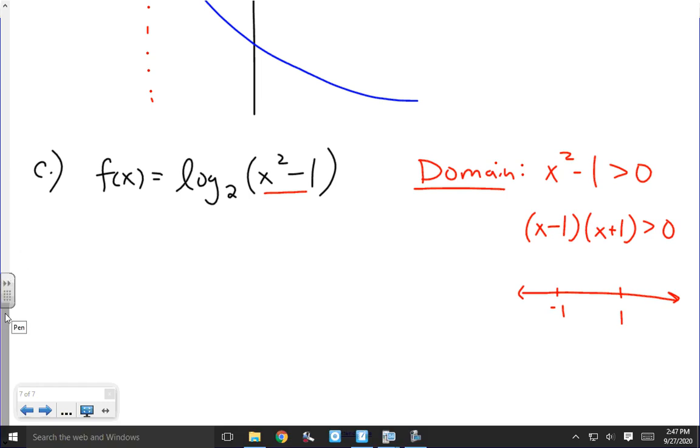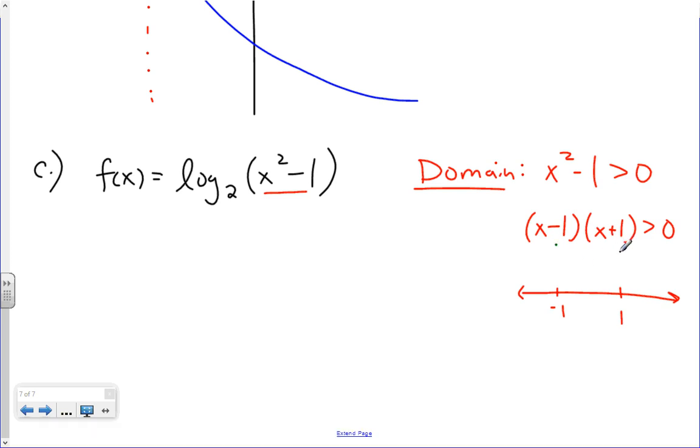For example, if I pick negative 2, when I plug in, negative 2 minus 1 is negative. Negative 2 plus 1 is negative. A negative times a negative is going to give me a positive answer. So it's going to include these values. It's going to be an open circle here, though, because I'm not including the negative 1, because that will be equal to 0 there, but not greater than 0. If I pick a value between negative 1 and 1, let's pick 0, for example. If I plug in 0, 0 minus 1 would be a negative 1. 0 plus 1 is positive. So negative times a positive is not going to give me a positive answer. So it does not include this section here.